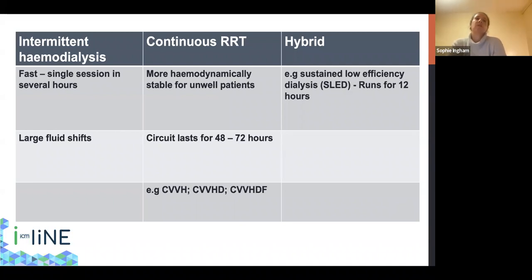So intermittent hemodialysis is faster. It's a single session of a few hours, and these patients need to be relatively well because you get quite large fluid shifts. So this sometimes can be done on an outpatient basis when the patient comes into the renal unit.